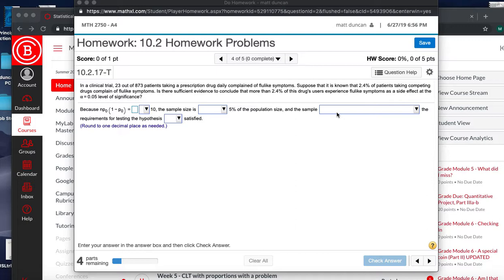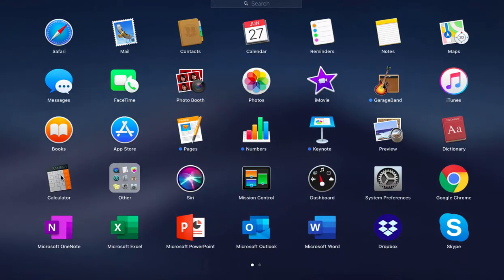I'm just going to go through a typical homework problem from, say, 10.2. A lot of the questions are going to ask you if the situation satisfies the conditions for the central limit theorem to work, thinking back to chapter 8. Every one of them is going to ask you about this np(1 minus p) requirement. In order to do that, you're going to get your calculator.